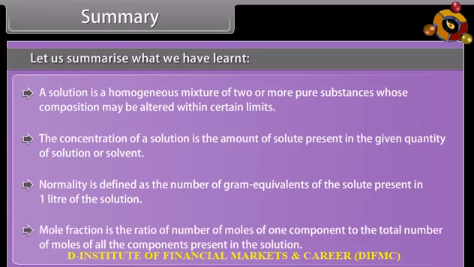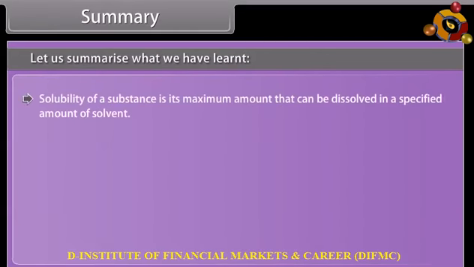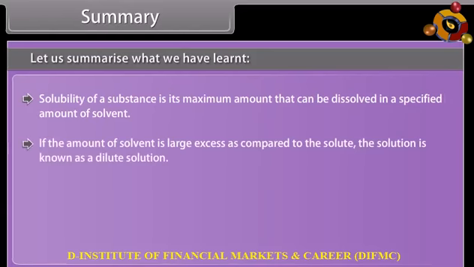Mole fraction is the ratio of number of moles of one component to the total number of moles of all the components present in the solution. Solubility of a substance is its maximum amount that can be dissolved in a specified amount of solvent. If the amount of solvent is large excess as compared to the solute, the solution is known as a dilute solution.